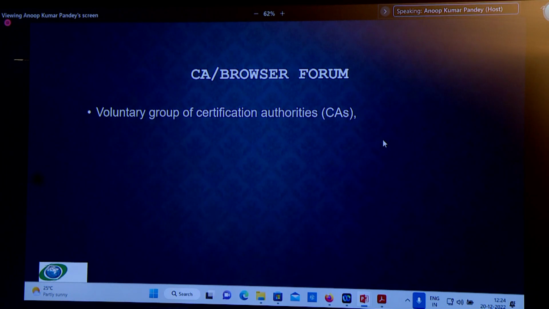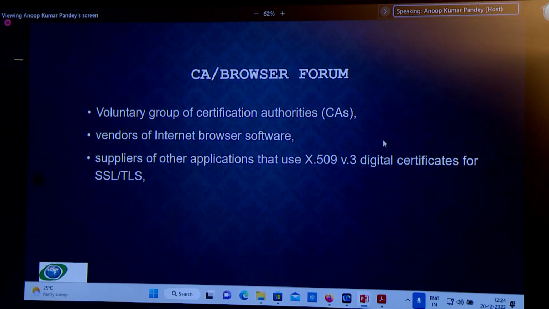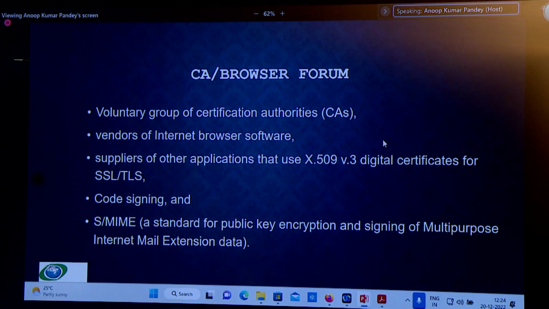Now the CA Browser Forum, again, is a voluntary group of certification authorities. It includes vendors of internet browser software and suppliers of digital certificates for SSL/TLS, code signing, and S/MIME. So these are basically the browser forums. When we look at WebTrust, we look at WebTrust as well as the browser forum together, because most of the criteria are common in nature. They also recommend a simultaneous audit. You don't need to do a separate audit for the browser forum and a separate audit for WebTrust. You can do a common audit.